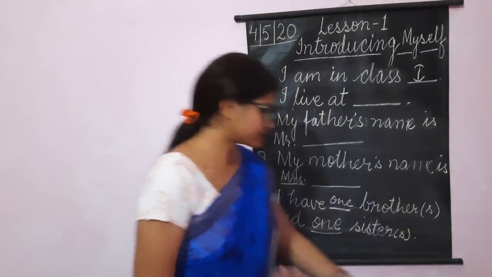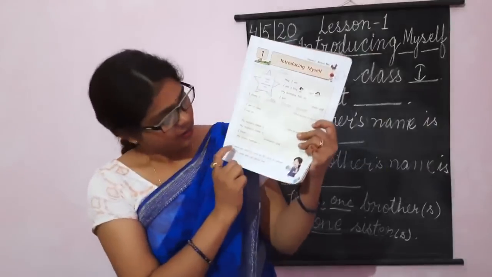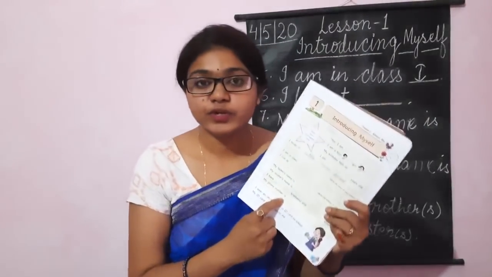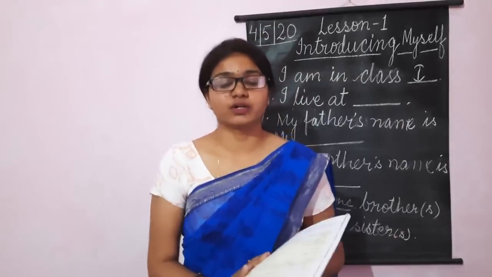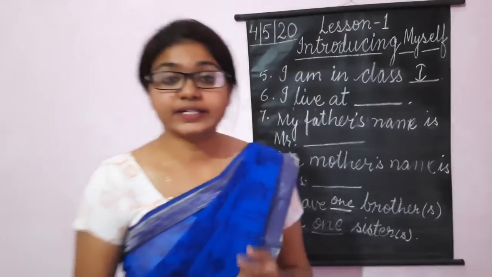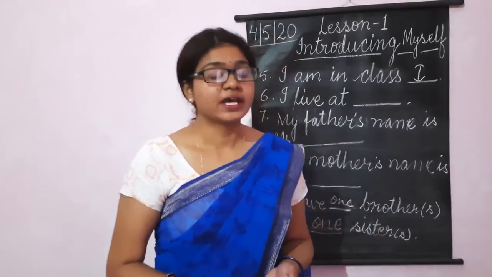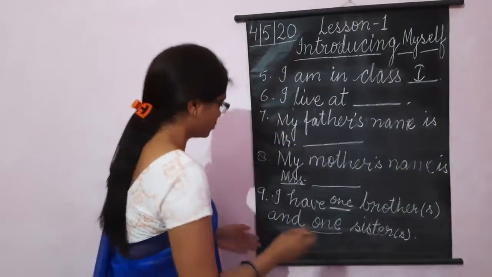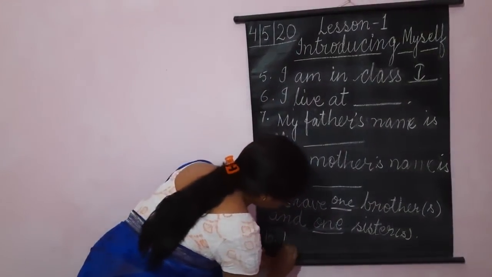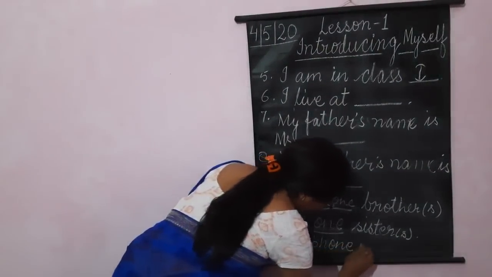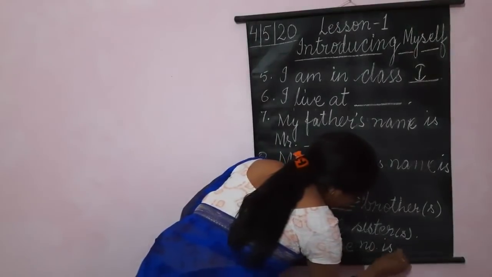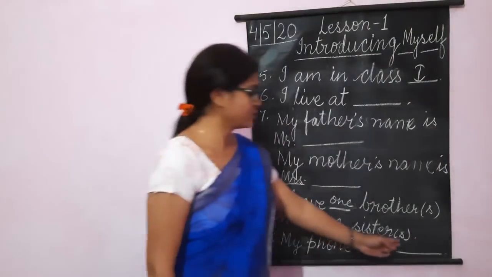Next line is my phone number is. My phone number means your parents' phone number, your father's phone number or your mother's phone number, whoever has the phone. So it is necessary to learn the number also. Now you're in class 1, so you should learn your parents' number also. Anytime it will be needed for you. So the next line is my phone number is, and whatever it is, you will write here.